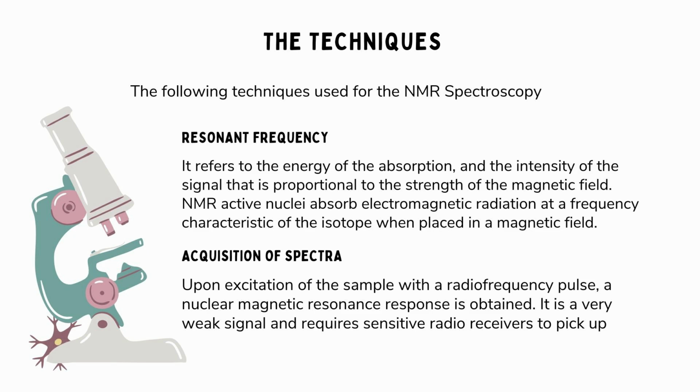1. Resonant frequency. This refers to the energy of absorption and the intensity of the signal, which is proportional to the strength of the magnetic field. NMR active nuclei absorb electromagnetic radiation at a frequency characteristic of the isotope when placed in a magnetic field.